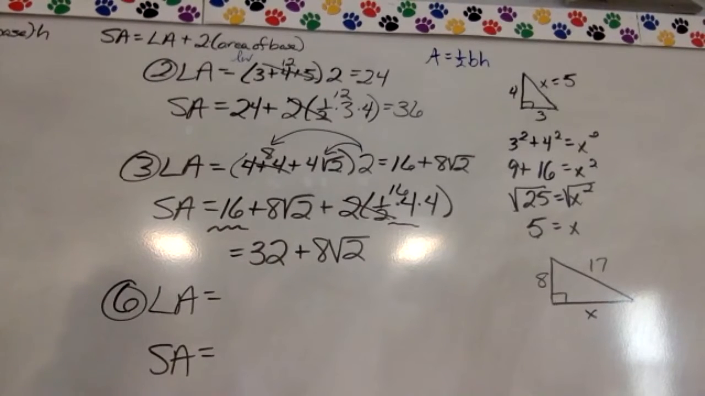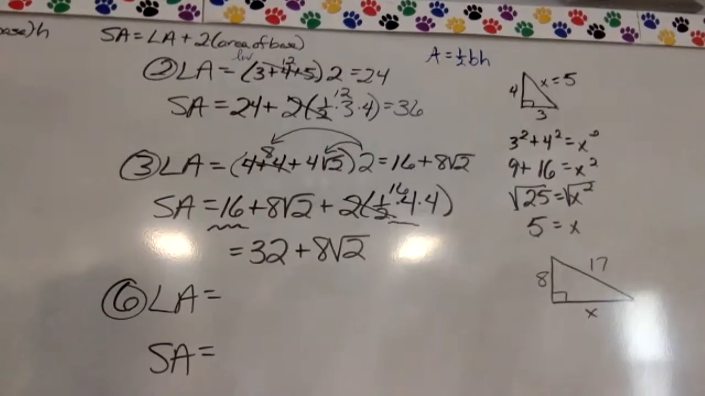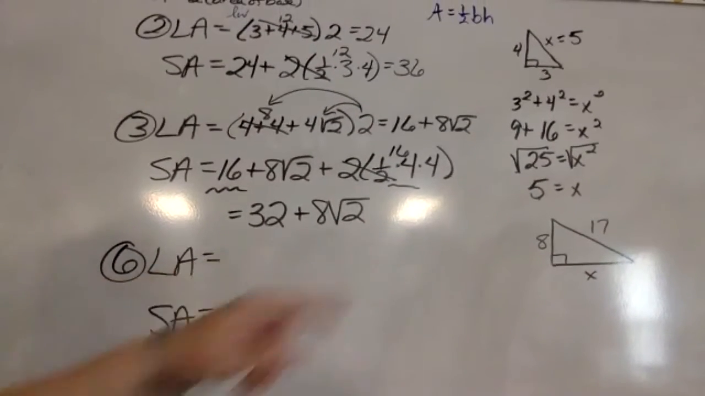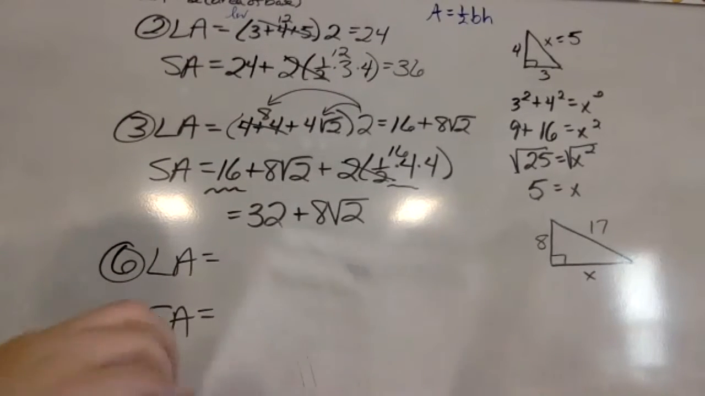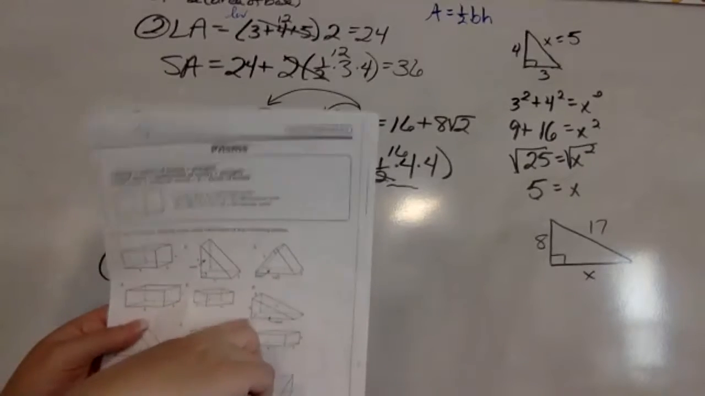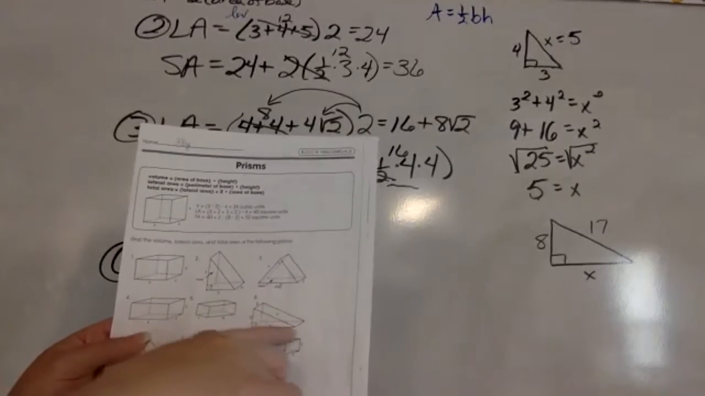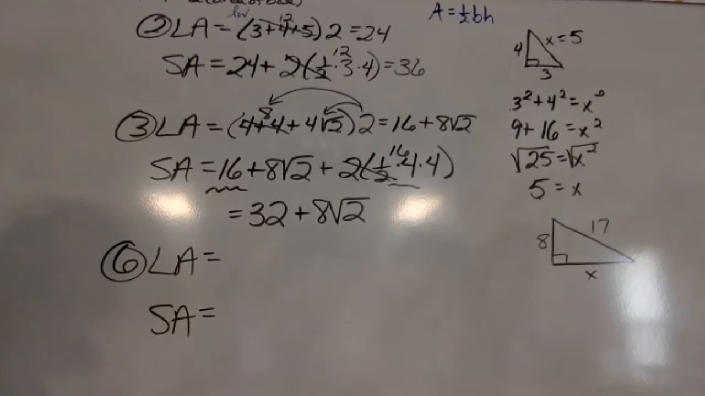Okay, so the next one that we had that was a triangular prism was number 6. On number 6, you'll notice I drew my little triangle over there again because I'm missing one of my side measurements in my picture. If you look at your picture, you've got the 8. You don't know this part down here at the bottom, and you've got the hypotenuse is 17. So I have to find my other side of my triangle before I can find my lateral area.